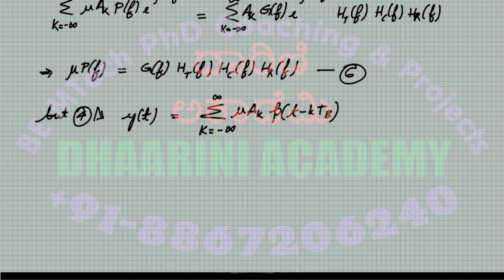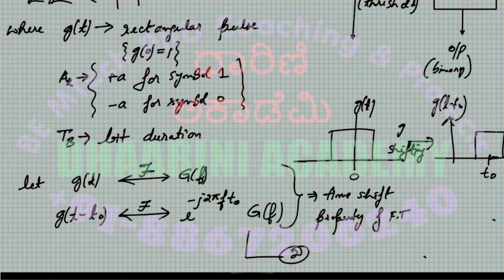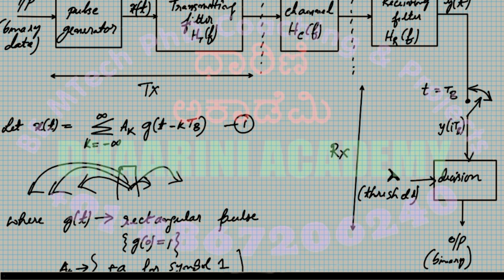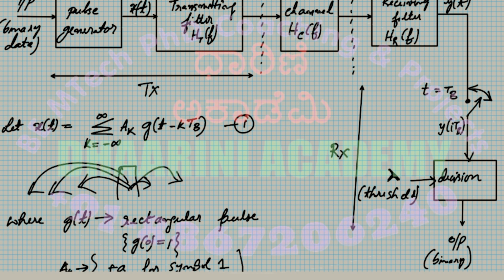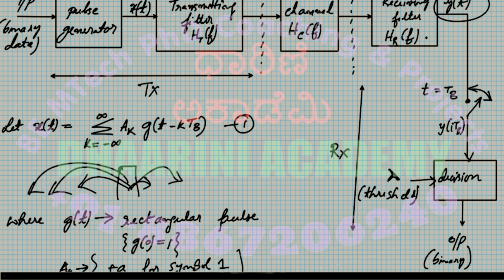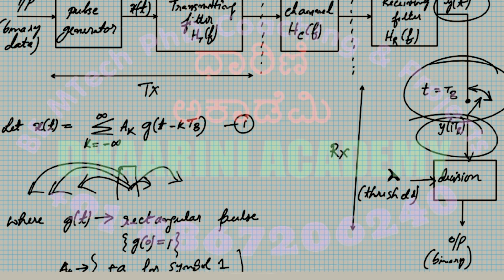I'll go back to the block diagram, because I want to see what I'm going to get at this point, because I had the y of t, which is here. You take a sample and you get the y i of t, correct?